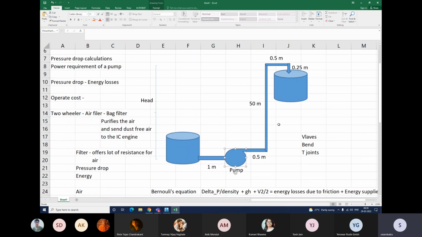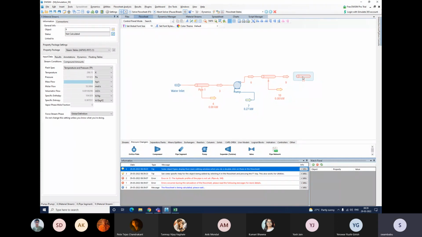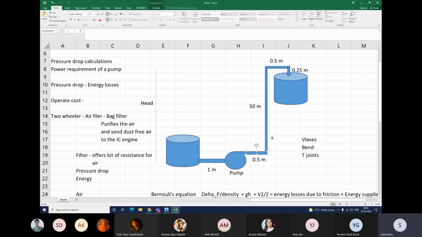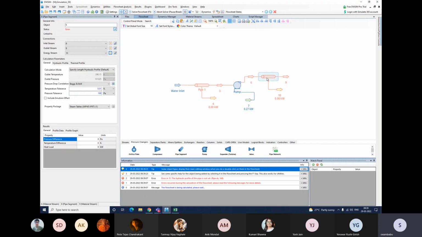Now we have another pipe which is 50 meters, so I need another pipe here. We can have 2 pipes, or we can have 1 pipe and define it as 2 pipes. Both are possible. So I don't want to create too many pipes. This can be defined in this one pipe segment only. So let's see how it looks. This is the standard.